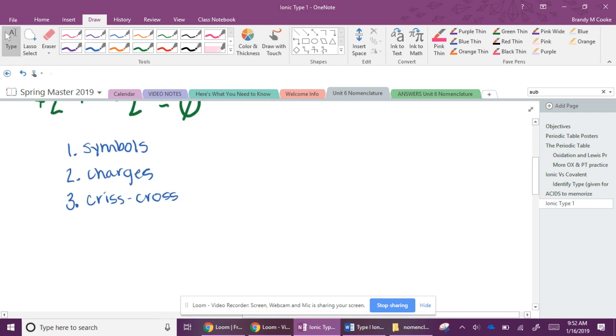Let's do magnesium chloride again. So symbols, Mg. Chlorine is Cl. Charges, so I did symbols. Here's charges, plus 2, minus 1, crisscross.